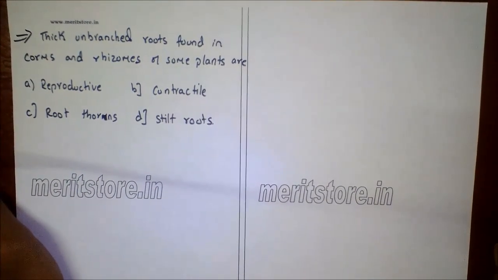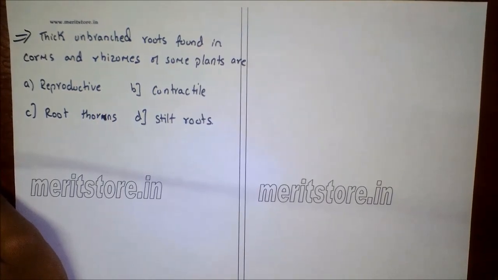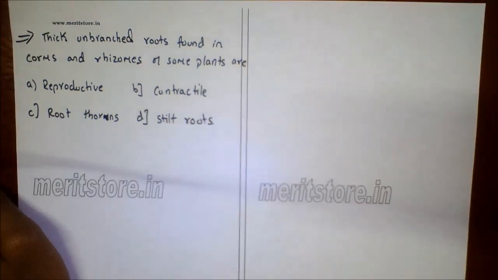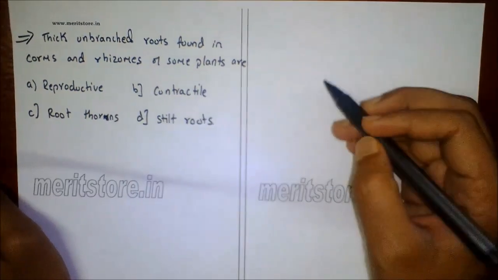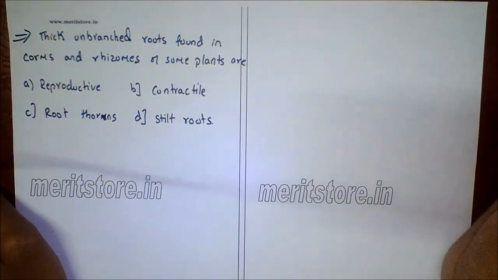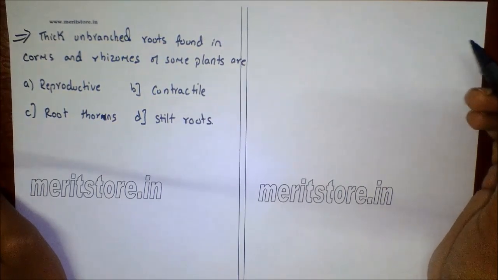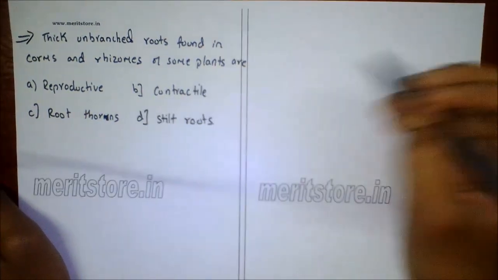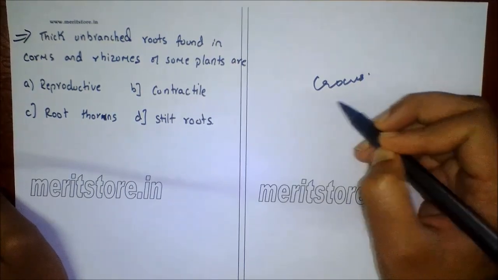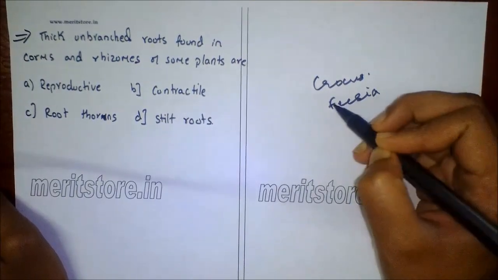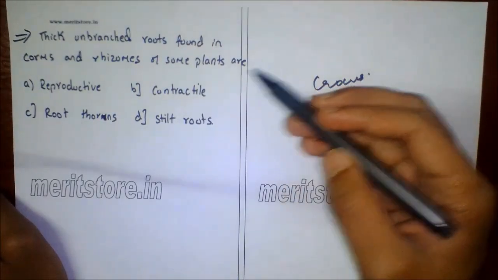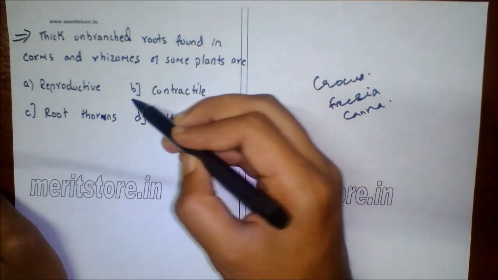Thick unbranched roots found in corms and rhizomes of some plants are A. reproductive, B. contractile, C. root thorns, D. stilt roots. So the roots are underground and connected with a swollen underground stem. The contractile roots attach to them, shrink and bring the storage stem downwards. It is seen in crocus, freesia and canna. So the thick roots found in corms and rhizomes of plants are contractile.